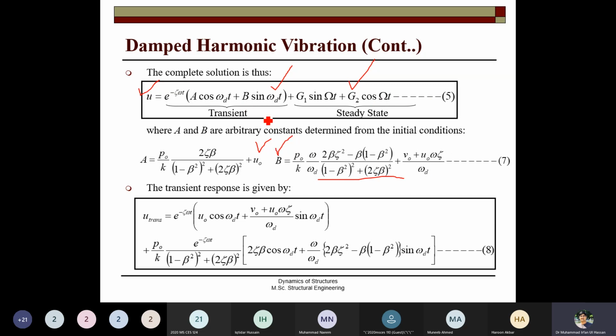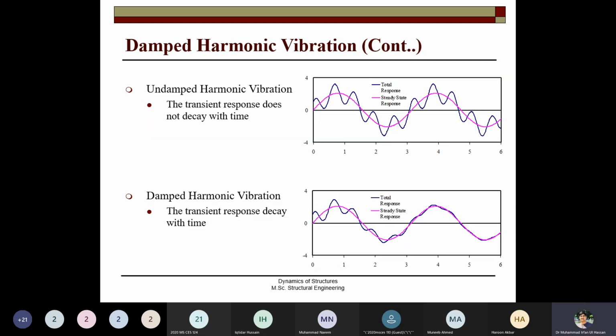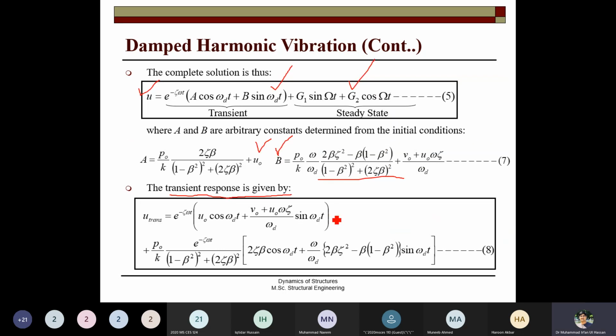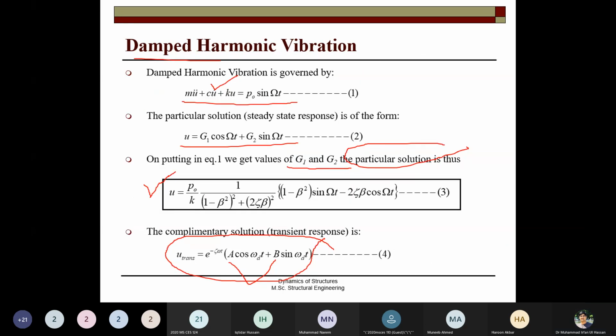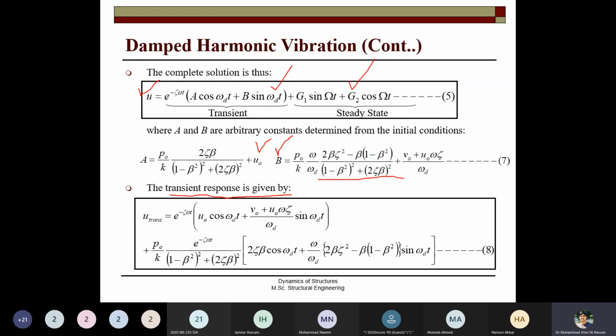So it is lengthy, of course, but in the final solution we are interested in what final response is obtained. So the total response, this is actually not the transient, the total response will be given by our transient. That's the transient response. Putting the values of A and B, you can get the response.